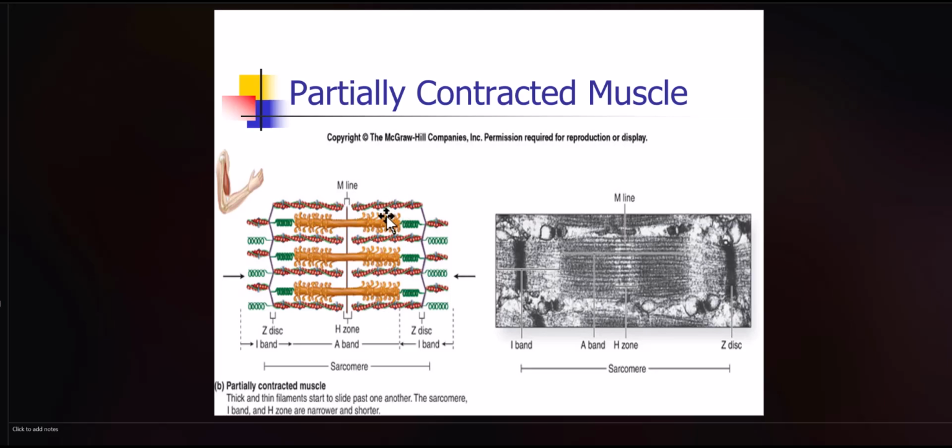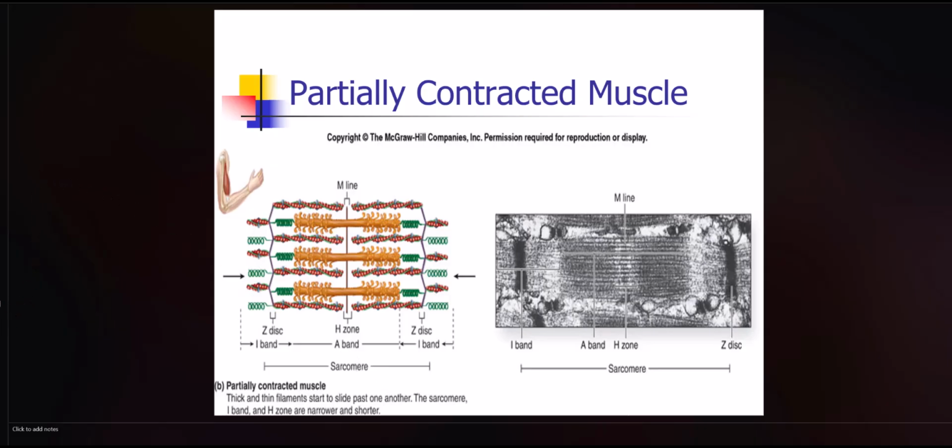If you were going to shine a flashlight right through this area, there'd be less light able to get through it, right, because of the overlapping. So you have a darker region. And notice that as the filaments slide over each other, the Z to Z lines actually get closer to each other. So the entire sarcomere is shortening.